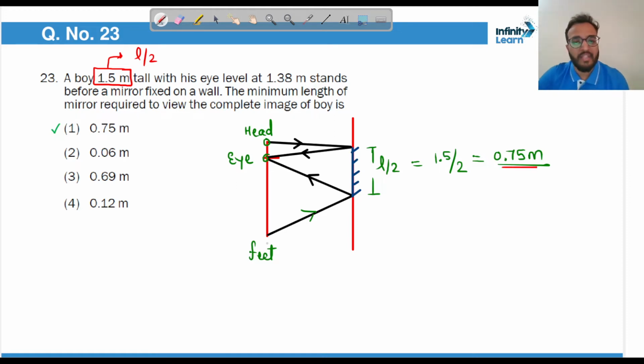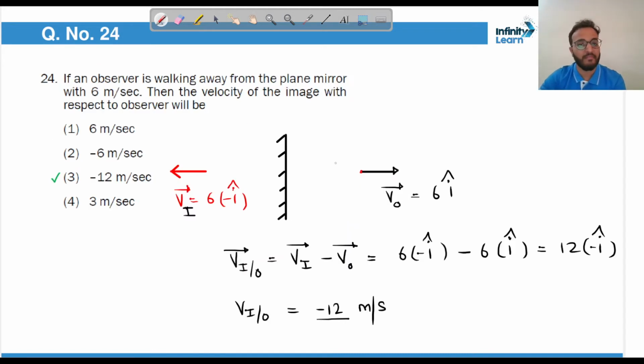Otherwise, you can draw it. If he wants to see his feet, first he needs to see his feet, right? So the ray of light will strike here and will strike his eye. Then he wants to see his head, it will strike here and strike his eye. So if you see this particular blue portion, this is coming out to be geometrically exactly half of his total height, that is L by 2. That is, it is 0.75 meter.